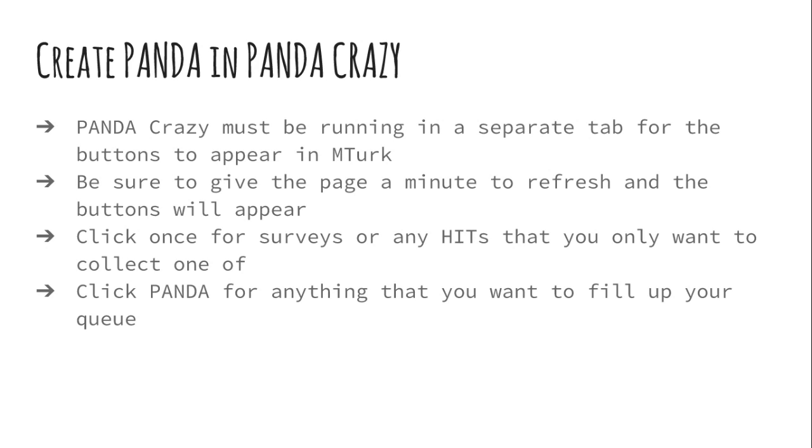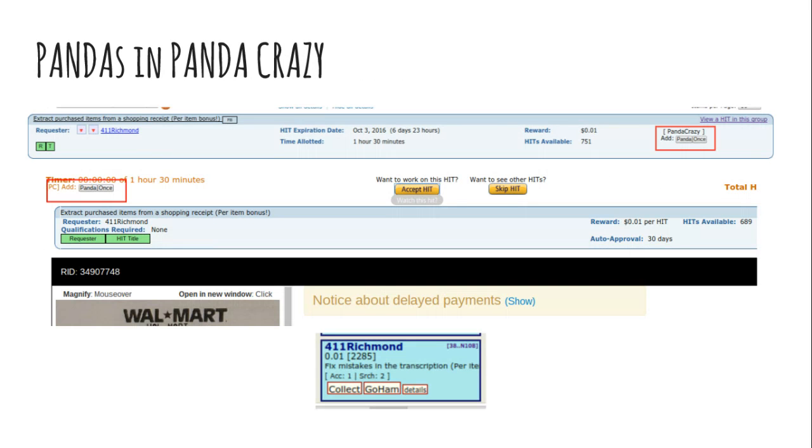There's 2 buttons. There's Once and Panda. Once is for a survey, or any hits that you'd want to collect one of, and Panda is for something that you want to fill up your queue. So the theory is exactly the same as it is in Turkmaster. Okay, so there's a couple of ways you can set up the Pandas in Panda Crazy.